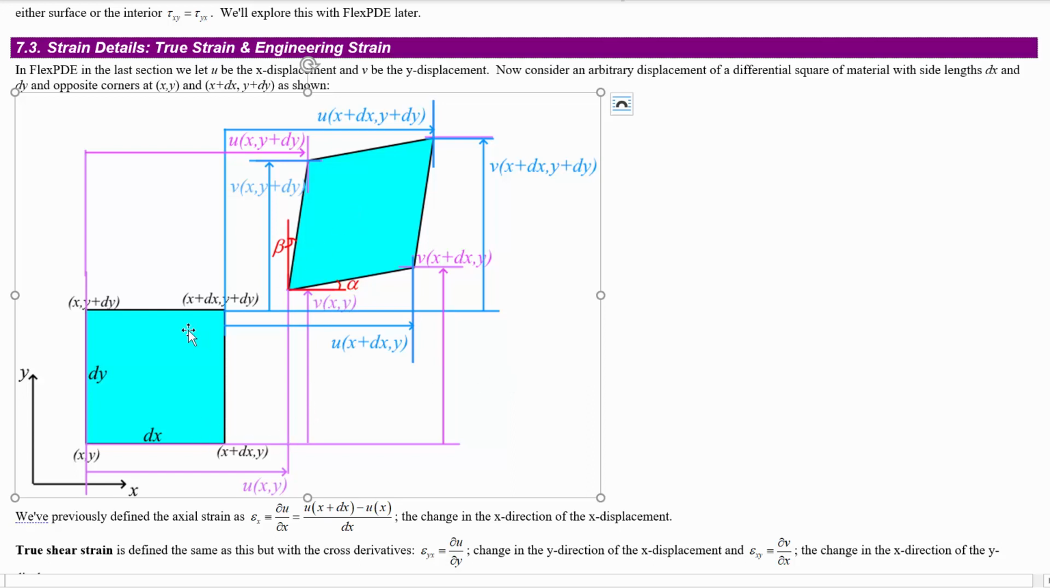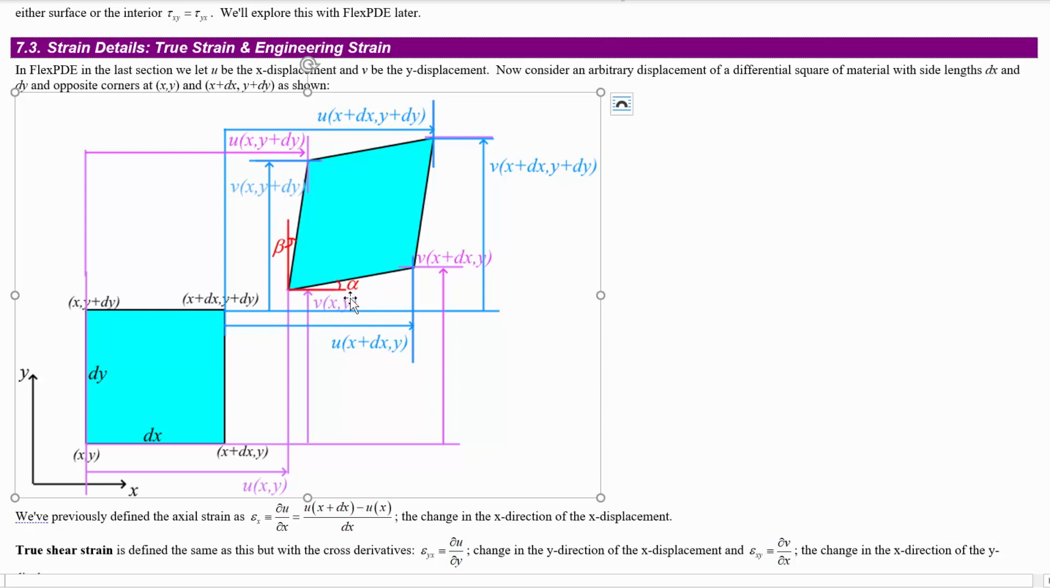So the displacement of the top right spot would be u at x plus dx, y plus dy. That's just the coordinates of the top right spot in the x direction. u is its x displacement, and the y displacement would be v at that same spot. So we've got v at x plus dx, y plus dy, which would be the y displacement of that spot. Okay, so that's just what we're talking about. This is just like the displacements of these different things.